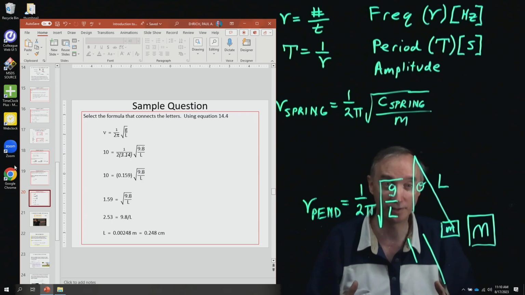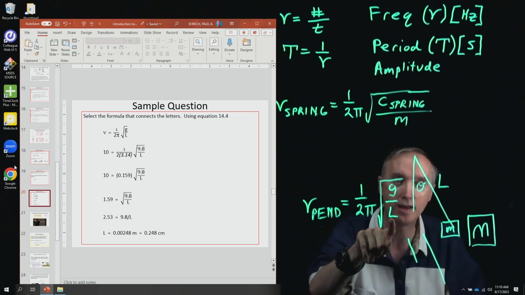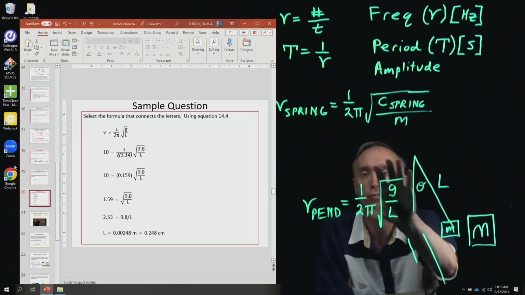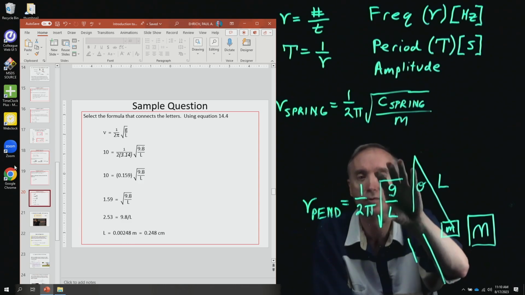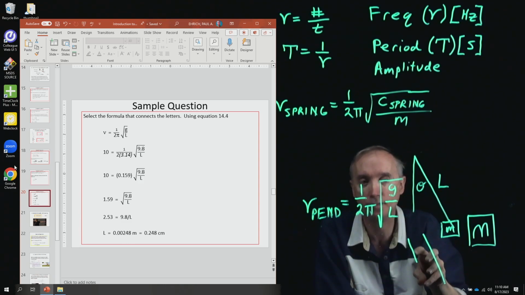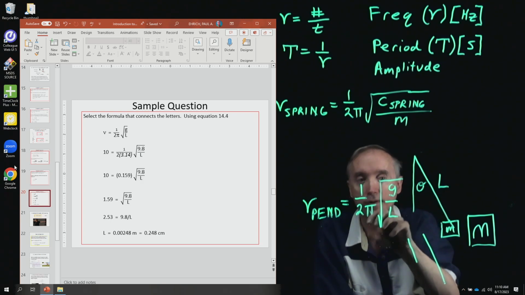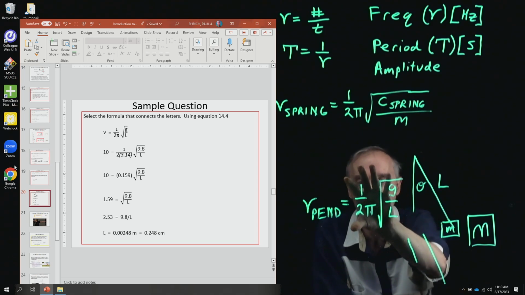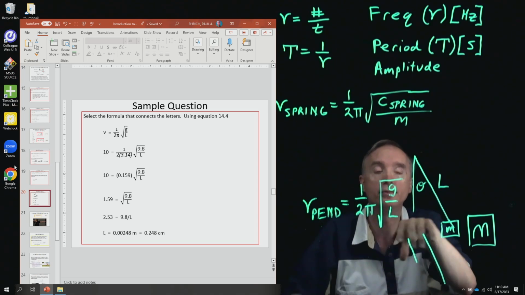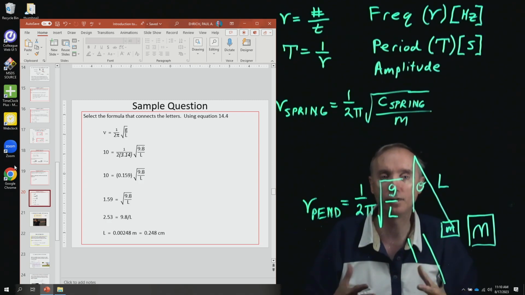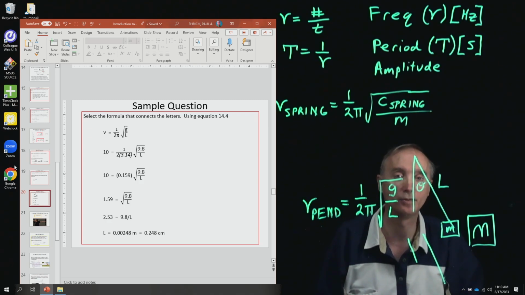Now the problem is that we need to solve it for the letter L. There are two ways of doing it. We could rearrange this formula for the letter L and then put the numbers in and solve it. Or we could put the numbers in and then rearrange it for the letter L, and that's what I did. Either way is perfectly acceptable.